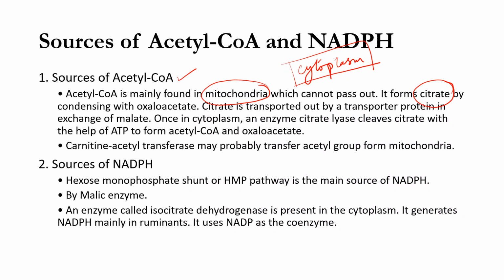The second is the requirement of NADPH, and the most important supplier is the HMP pathway, the hexose monophosphate shunt. We will discuss the hexose monophosphate shunt in another lecture, as well as malic enzyme, and I think we had already discussed the synthesis of NADPH from isocitrate dehydrogenase. This enzyme is present in the cytoplasm as well as in the mitochondria.